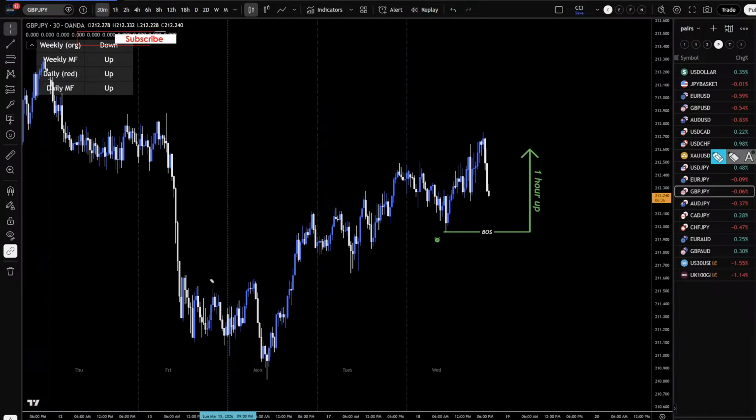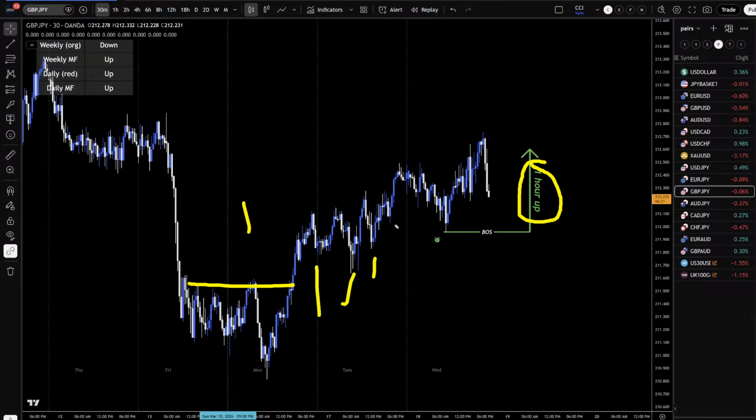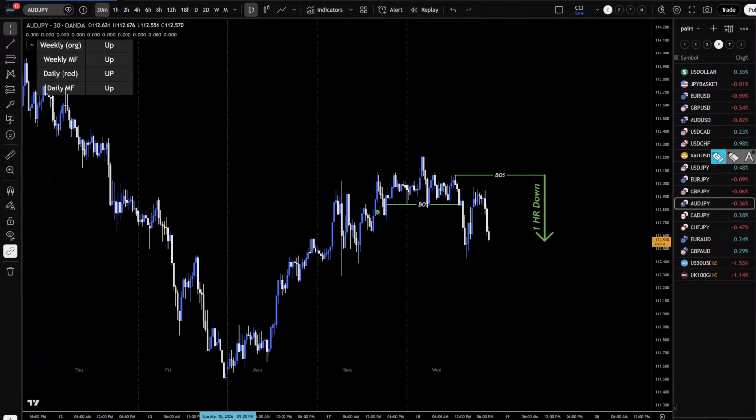Pound yen. Ever since we broke structure right here, I've been recommending longs every single morning to my premium members at 9 a.m. London time and at 3-4 in the afternoon New York time. And yeah, ever since this break of structure, long, long, long, potentially long this afternoon. Aussie yen was kind of messy. Actually, no, Aussie yen was nice. Ever since this break right here, every pullback from that point forward we've been looking for shorts, which gave us the first short just recently, about an hour and a half ago.